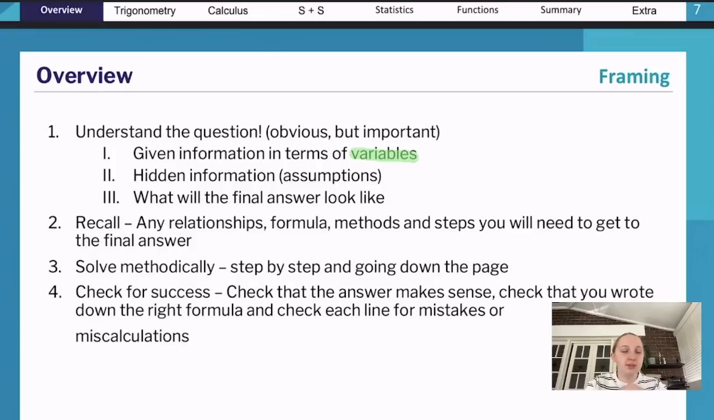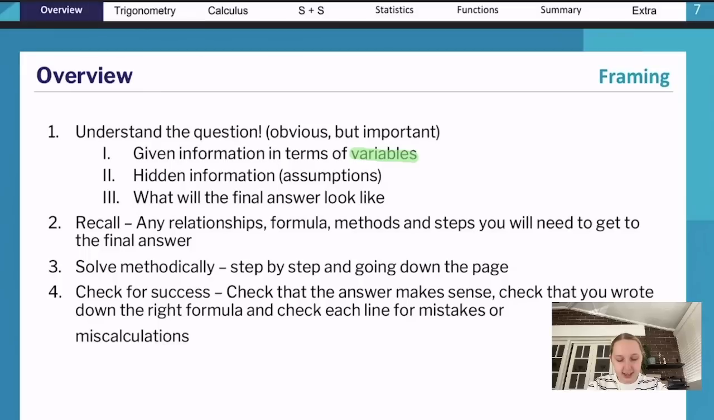Variables in terms of height, weight, length, those sorts of things. Also, variables might come in the form of X, Y, Z, whatever letter they want to give you. So what sort of things are changing? Then you want to look at hidden information, or what assumptions the people writing the exam want you to know.